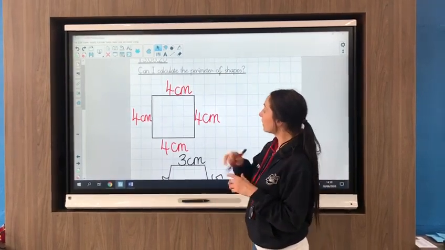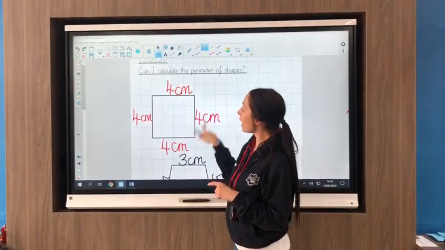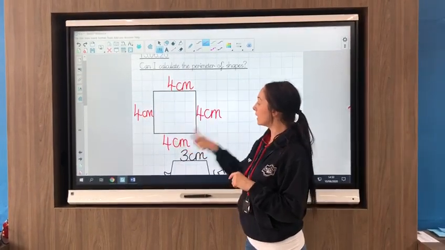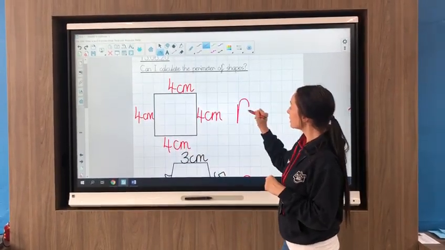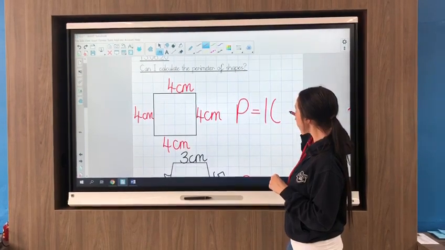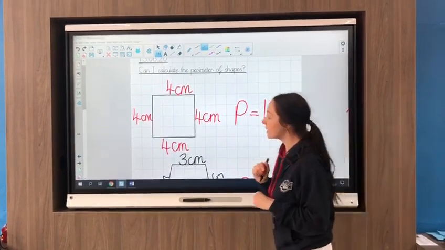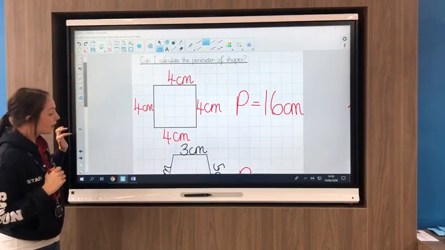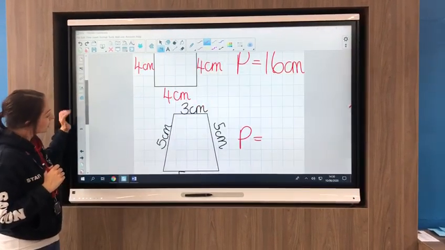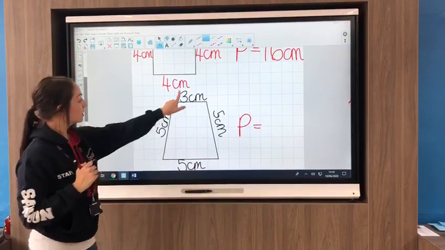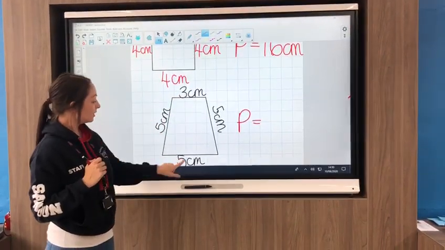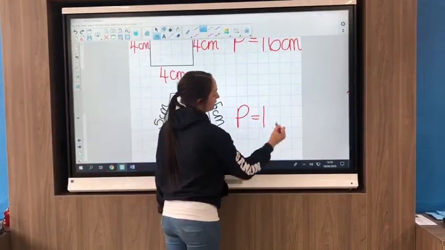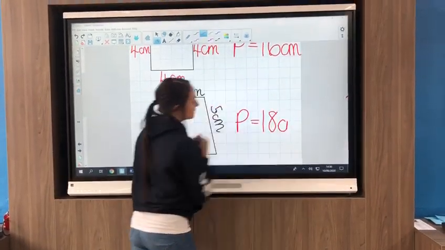So, for example, this one, I've got a square and I've got 4 centimetres on each side. So it's 4, 8, 12, 16. So my perimeter is 16 centimetres. Nice and straightforward. Let's do another one a little bit like that. So I've got 5, 10, 15, 16, 17, 18. So my perimeter for that shape is 18 centimetres.